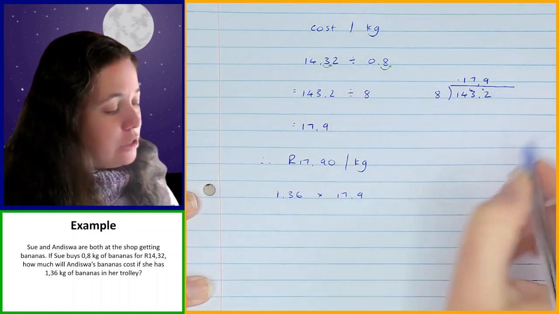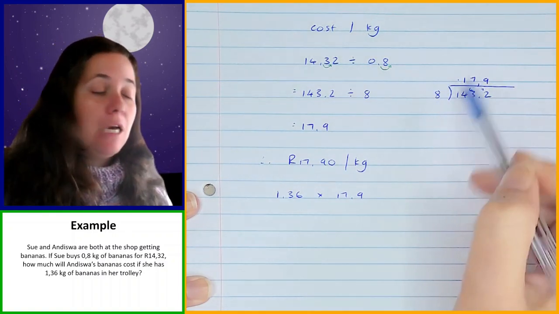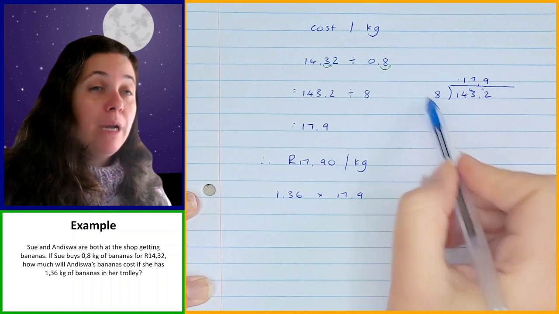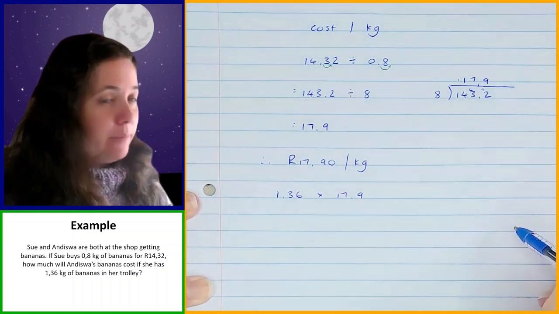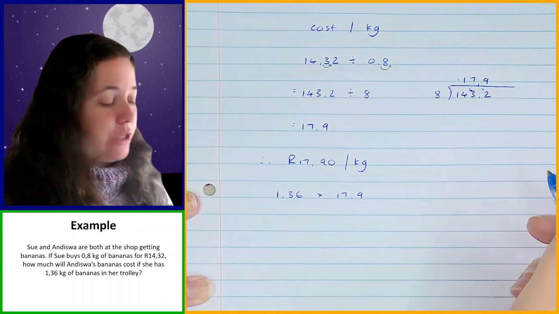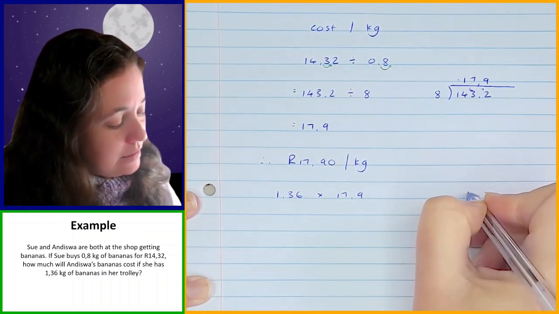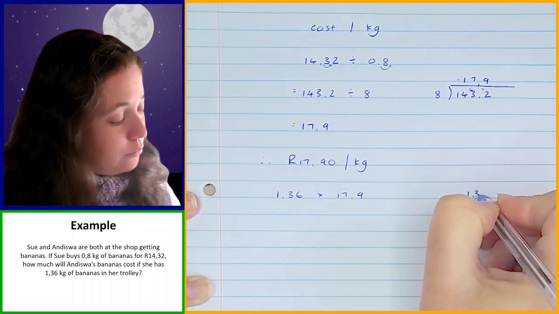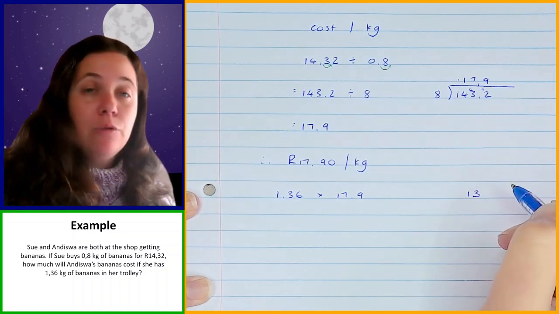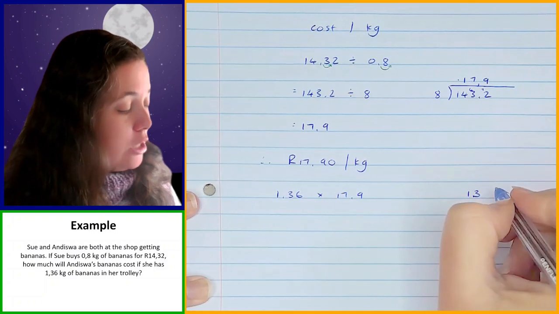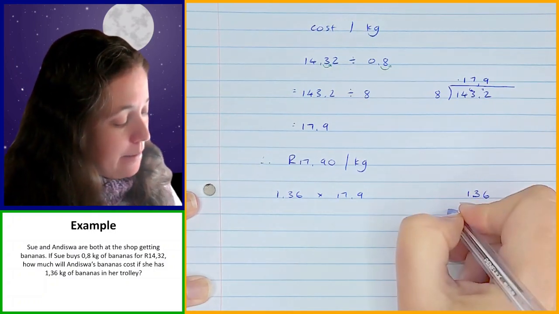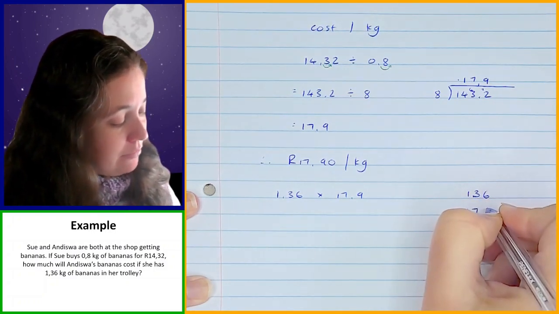So over here, I'm doing my calculations on the side. So I'm showing my working out, but I don't need to show it in over here. It's just going to be on the side, showing how I worked it out. Okay, so I've got 1.36. But remember, when we're doing multiplication with decimals, we don't need to write the commas. We're going to work out where those are going to be after. So I've got 136 multiplied by 179.